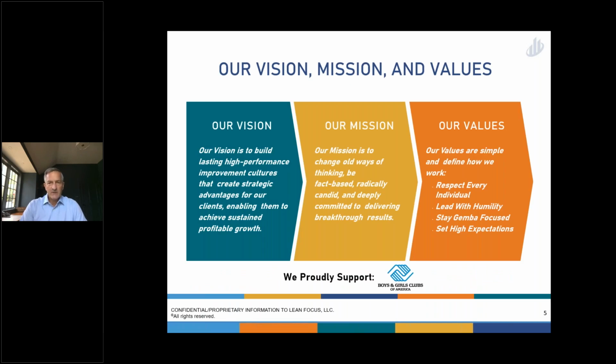From a Lean Focus perspective, our vision is to build lasting high performance cultures. Our mission is to change the old ways of thinking and to be fact-based and to be results focused. And that's a big change in a lot of businesses. Our values are really about respecting every individual, leading with humility, staying Gemba focused, and setting high expectations.